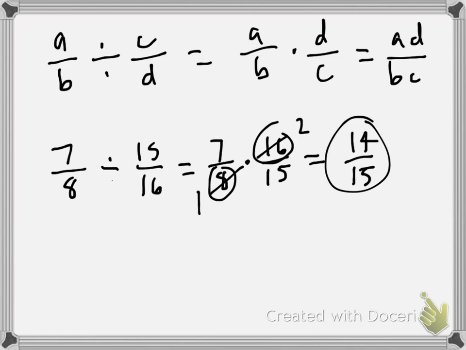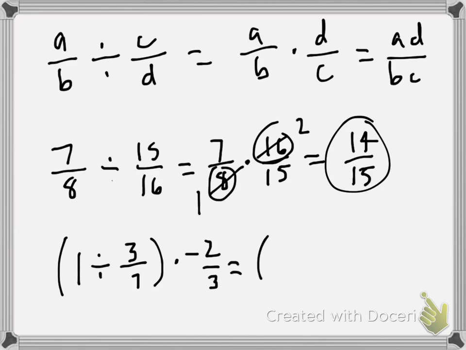Okay? We can certainly have some problems with negatives in them. Let's do something with a little more going on in it. So let's say we have 1 divided by 3/7, times negative 2/3. Okay, so in a problem like this, we do need to work our way through the order of operations like we've seen before. I'm going to do the parentheses here first, all of our operations inside the parentheses. So I'm going to be starting with my division here.